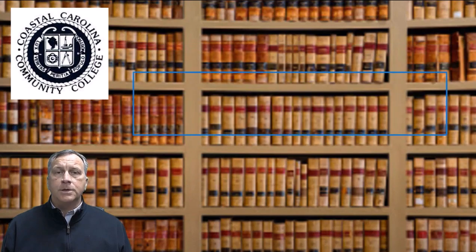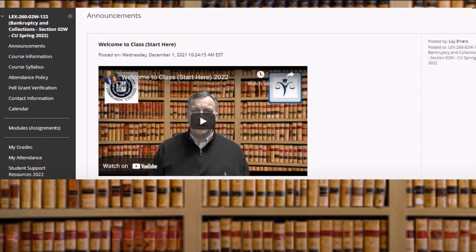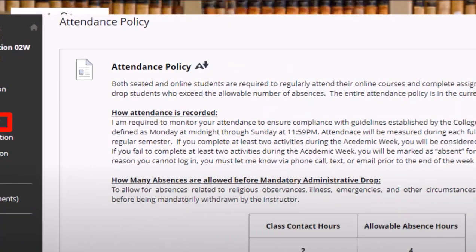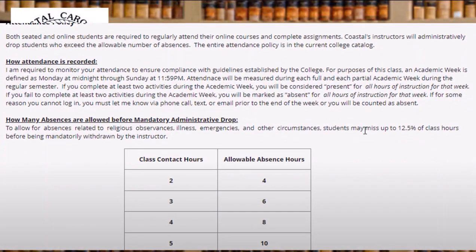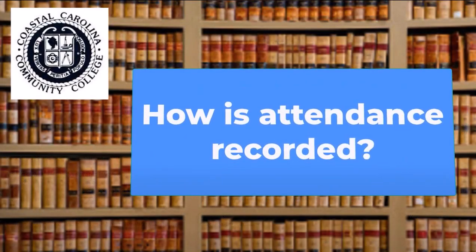The answers to these questions will help you achieve Semester Welcome Module Learning Objective 1.6, Understanding the Attendance Policy. Your class's full attendance policy can be found in the syllabus or by clicking on the Attendance Policy tab on the left-hand side of your screen in Blackboard. First, let's talk about how attendance is recorded.